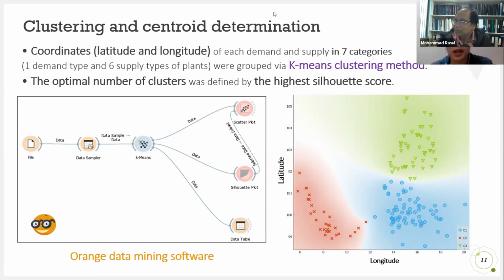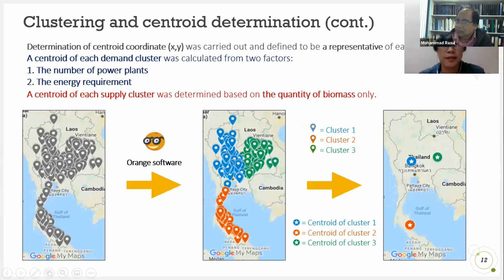There are 3 clusters. The optimal number of clusters was defined by the highest silhouette score. After clustering data, we determine a centroid coordinate of each cluster to be representative. In demand clusters, we calculated a centroid from the number of power plants and energy requirement. Meanwhile, a supply centroid was determined based on the quantity of biomass only.